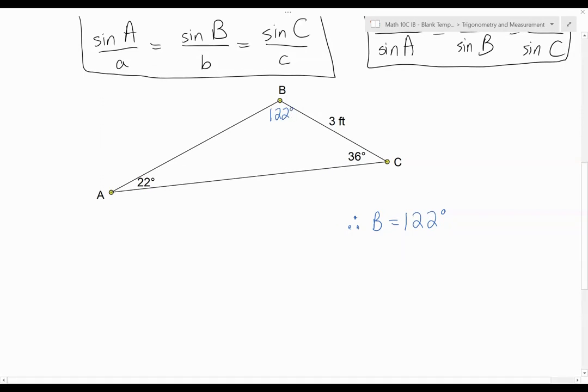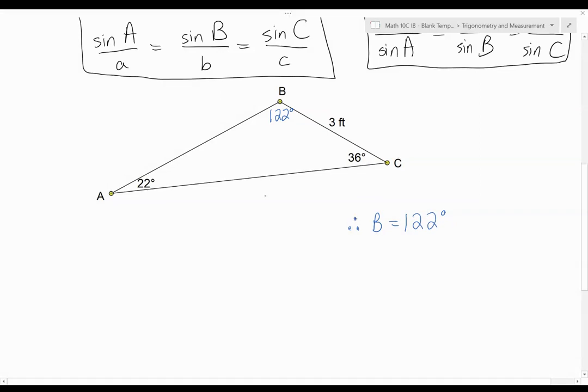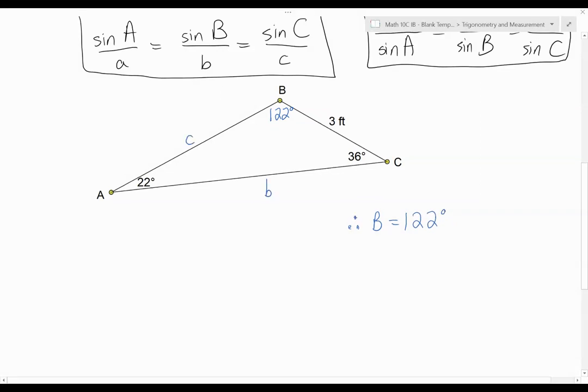So now I actually know all three angles, but I'm still missing a couple of the sides. I'm missing side B and I'm missing side C. But I can find both of them using the sine law because I know angle A and I know the length of the side opposite to A. So that gives me a proportion that I can set up.